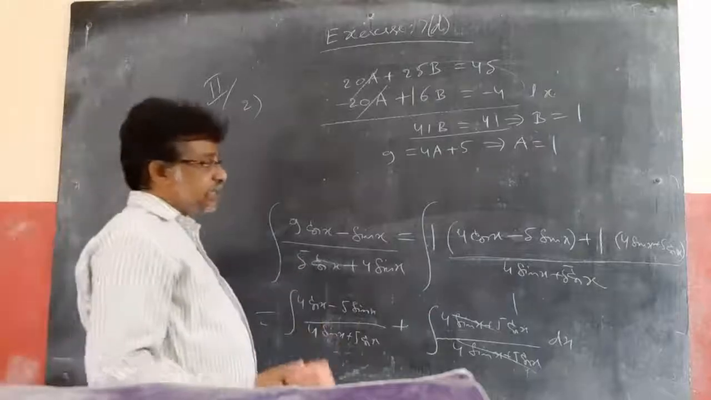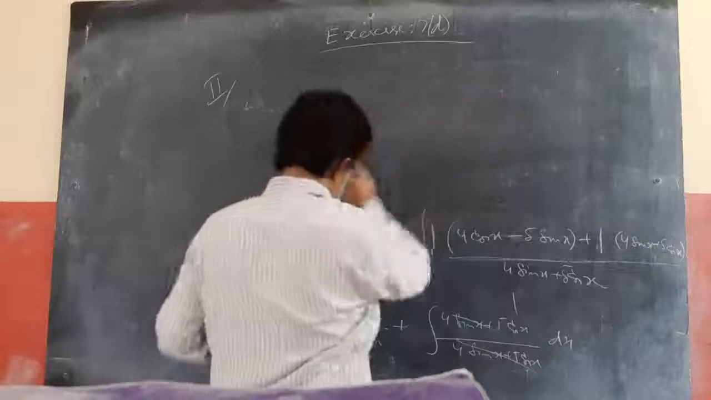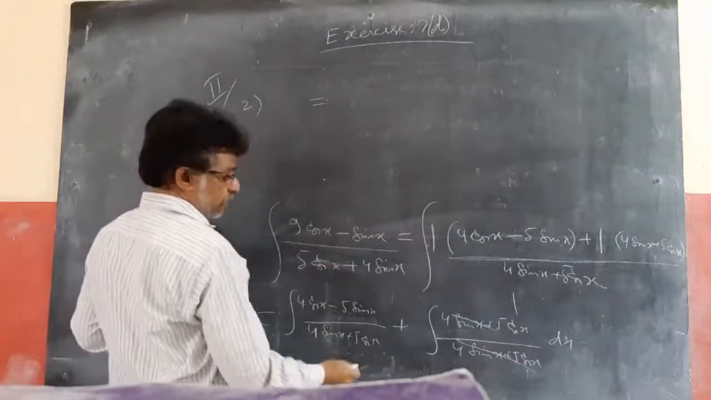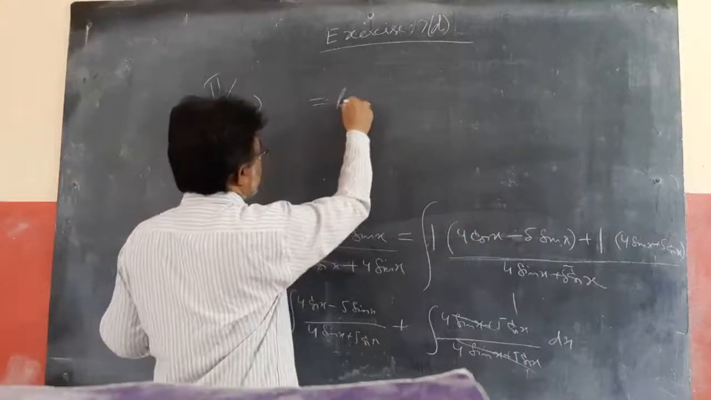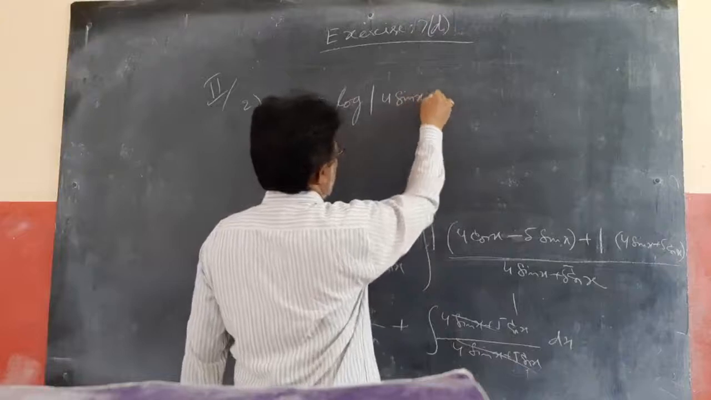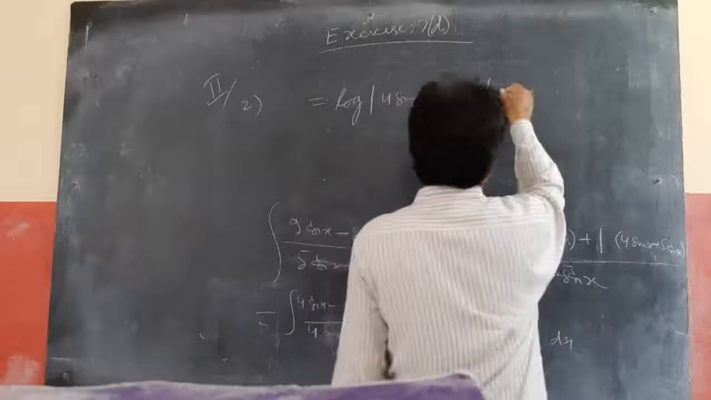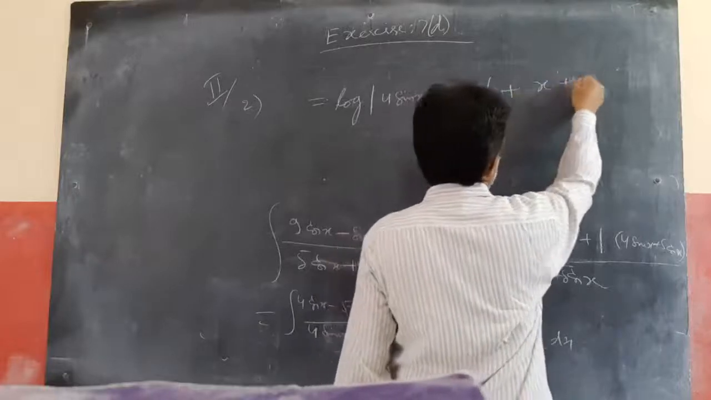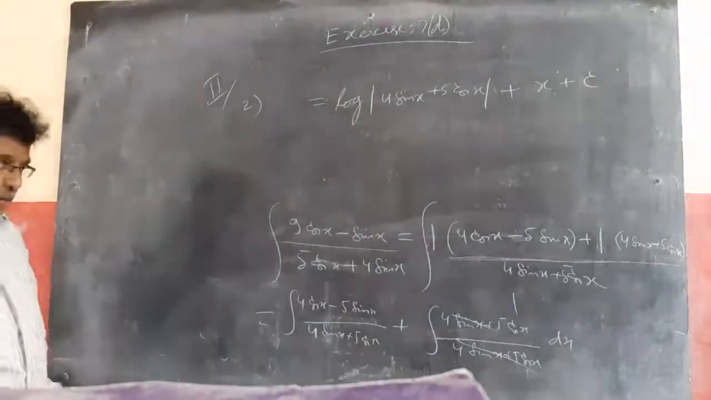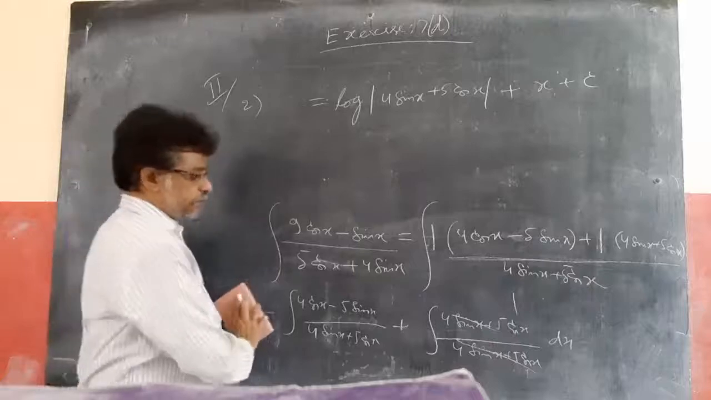The only thing is you need to find a and b. So your final answer is the integral of f dash x by f x; you always write down the formula. Log mod f x means log mod 4 sin x plus 5 cos x, plus the integral of 1 dx, x, plus c. This is the result always.